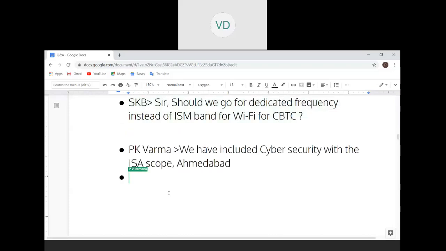One last question: we have included cyber security within the scope. I think this is a statement, Mr. Verma, sir. Good. Okay. Sir, any more questions from the participants?